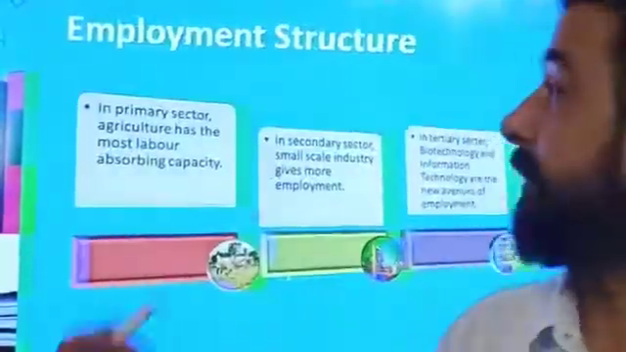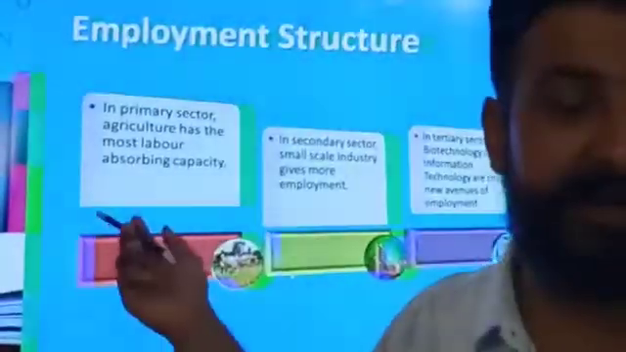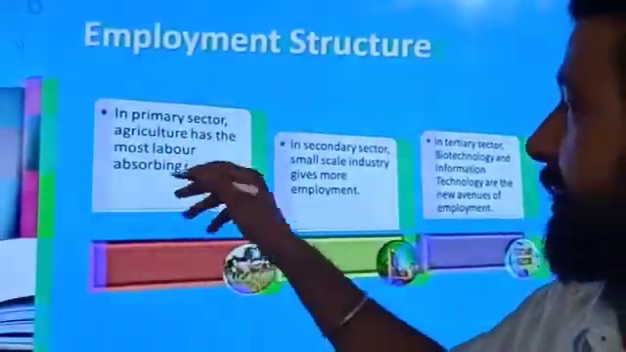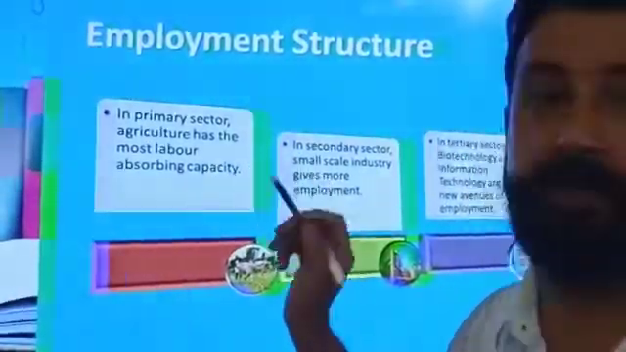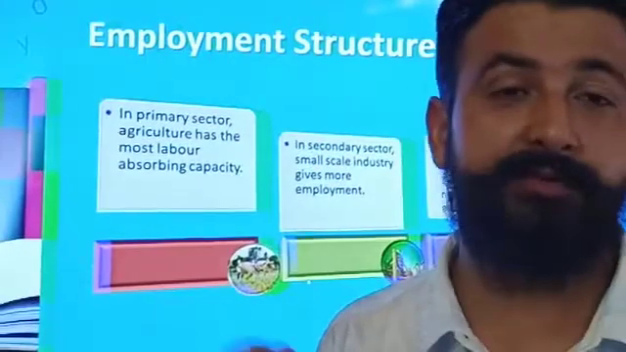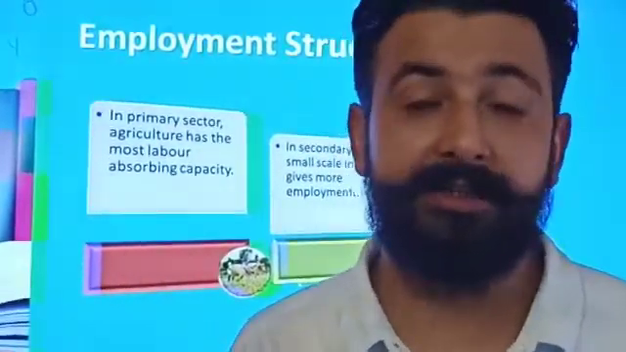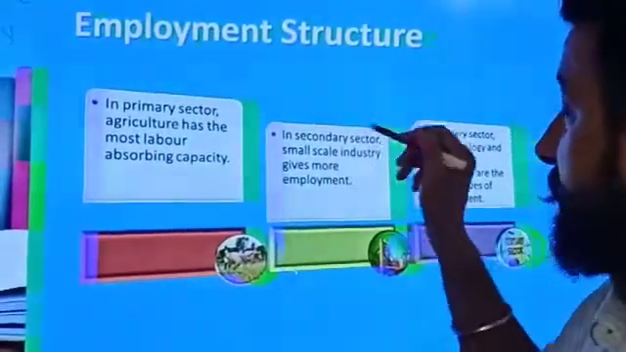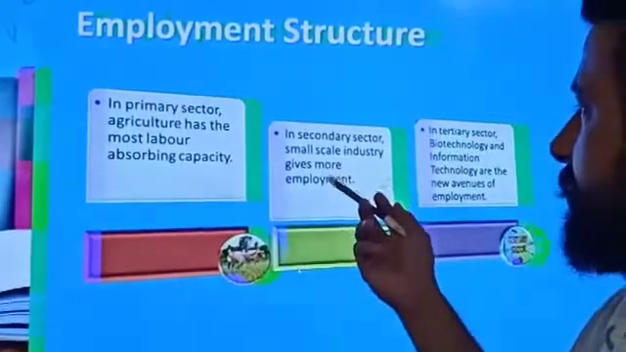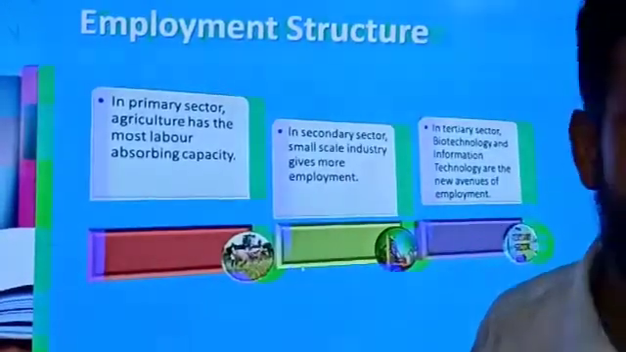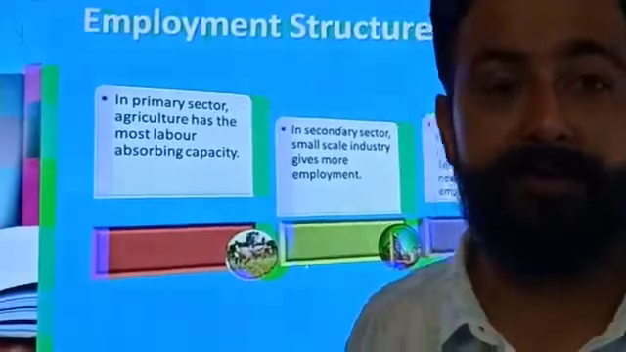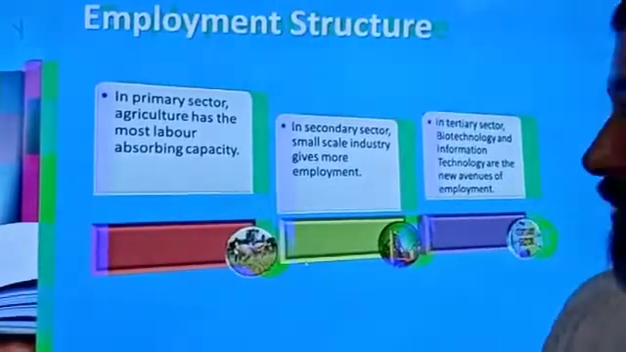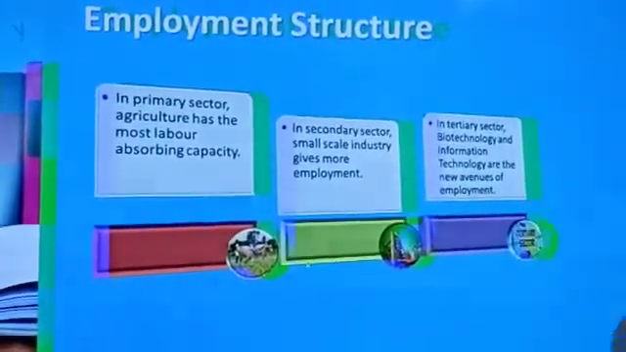So, next is employment structure. As we have read about the three sectors, primary, secondary and tertiary. In the primary sector, agriculture has the most labor-absorbing capacity. 64% of the population is engaged in agriculture. I'm talking about India's population. In the secondary sector, which is the manufacturing sector, small scale industry gives more employment. They are facing so many challenges. They have different problems. Next, in the tertiary sector, biotechnology and information technology are the new avenues of employment.